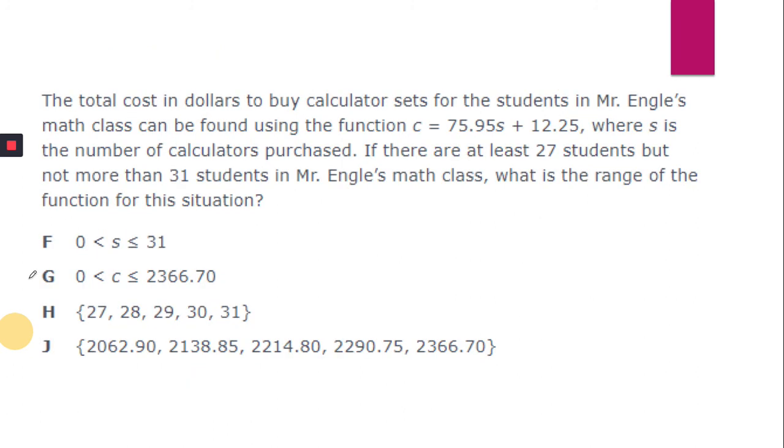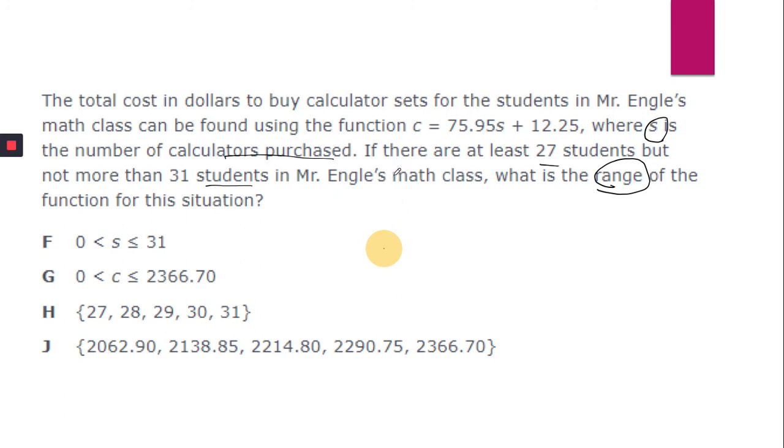So try pausing it, see what you think. The total cost in dollars to buy calculator sets for the student in Mr. Ingles' math class can be found using the function C equals 75.95S plus 12.25, where S is the number of calculators purchased. If there are at least 27 students but no more than 31 students in Mr. Ingles' math class, what is the range of the function? I believe there's an error in the answer choices here, but we're going to just keep moving.